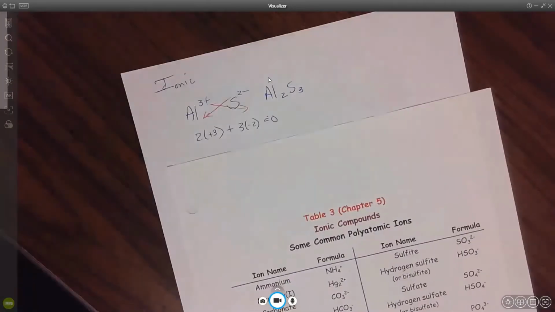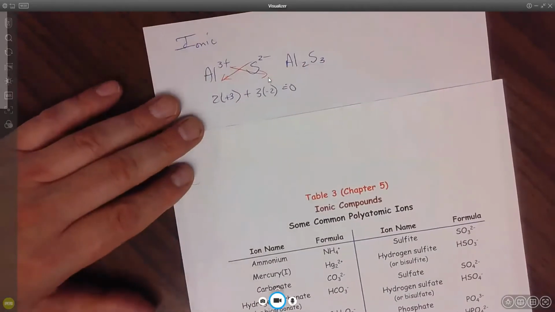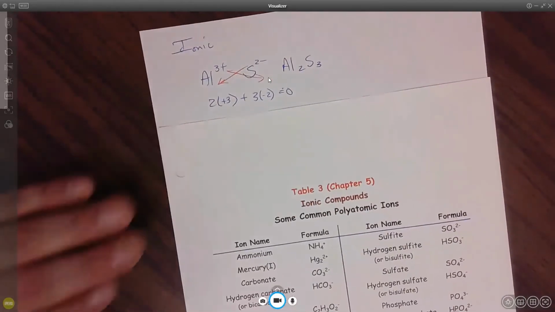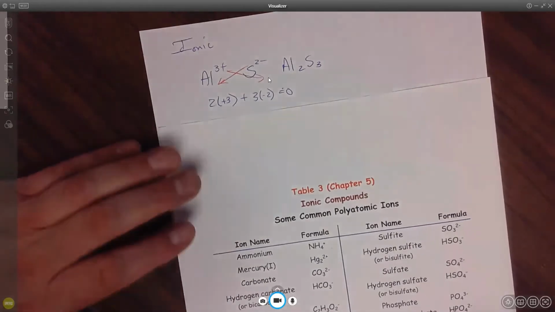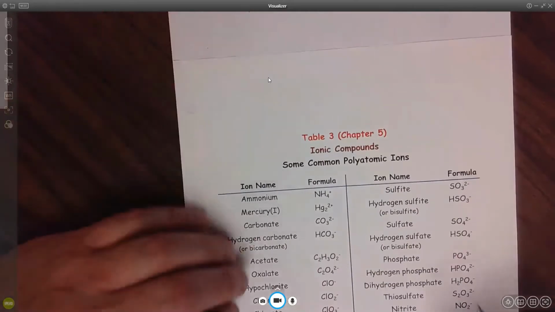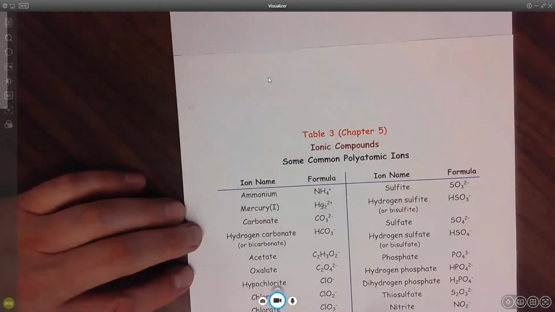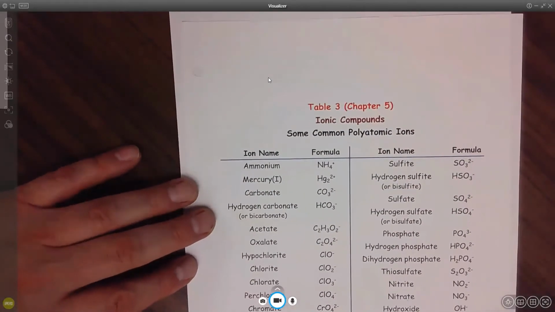So again, this is a very quick review. This is definitely not a complete review of naming compounds, but this should get you started to make sure that you can do this. Again, this is all Chem 110. Okay, so knowing your polyatomic ions. So I give you this list. And again, like I said, we have the sulfate and sulfite.